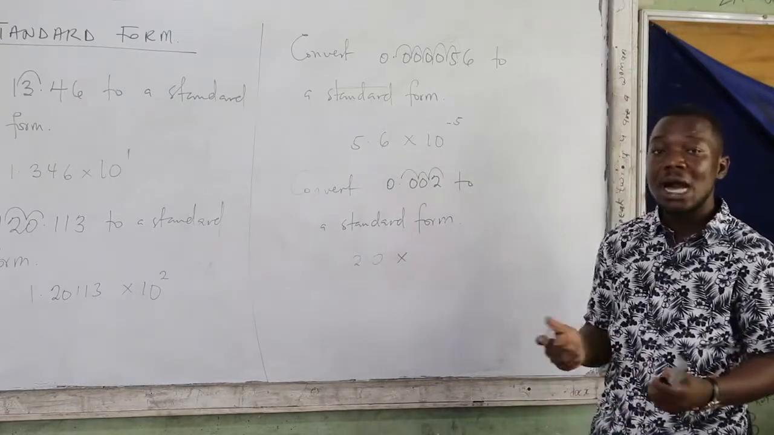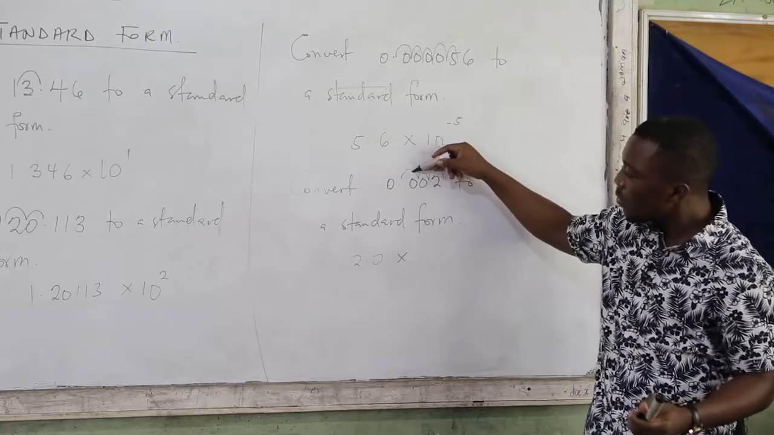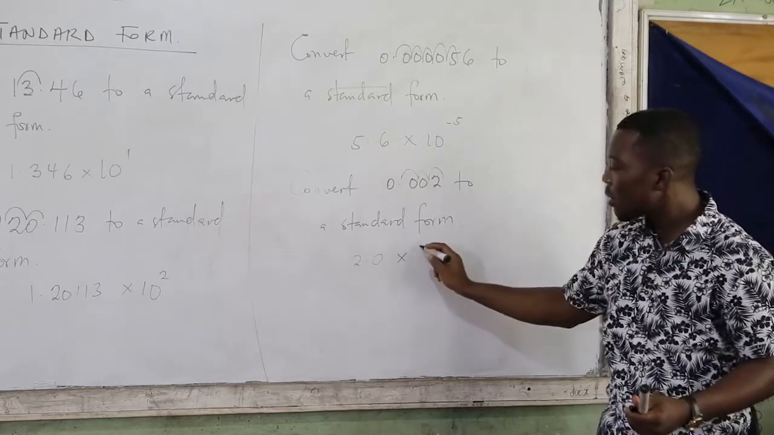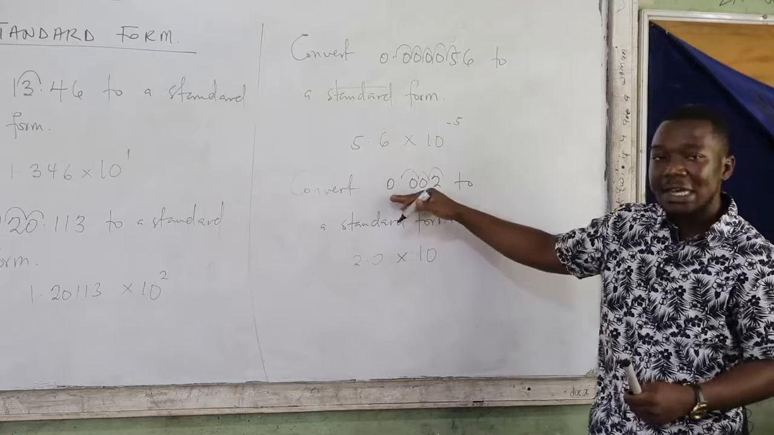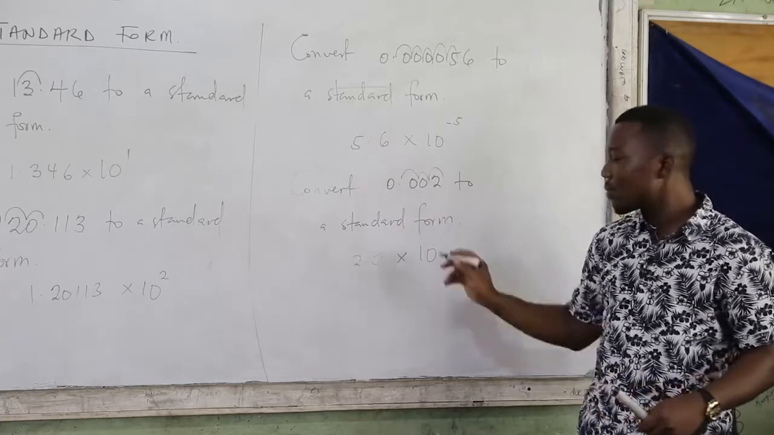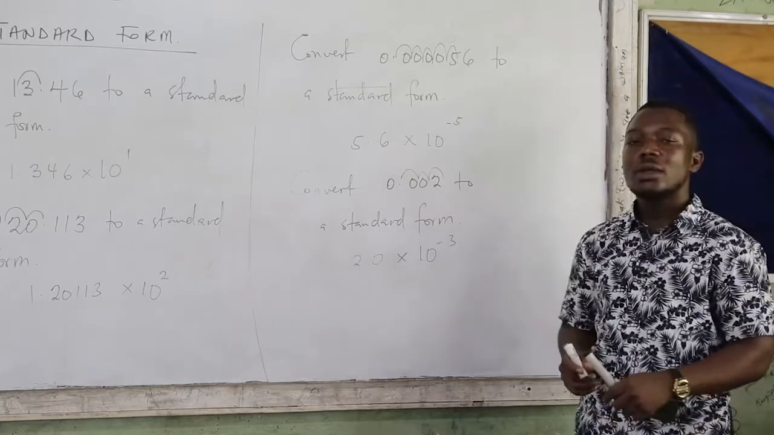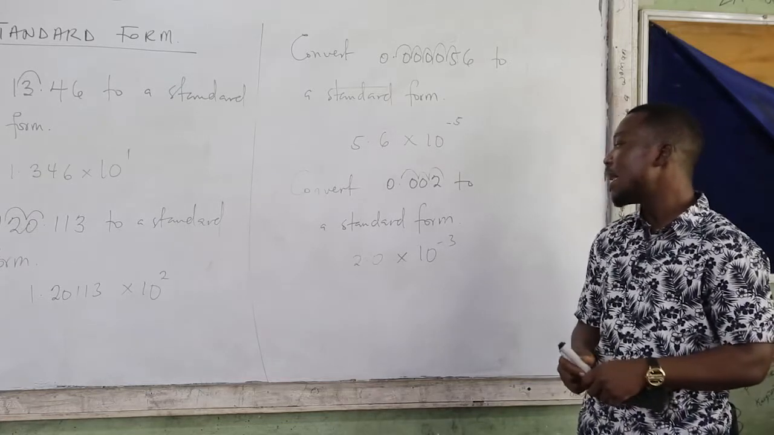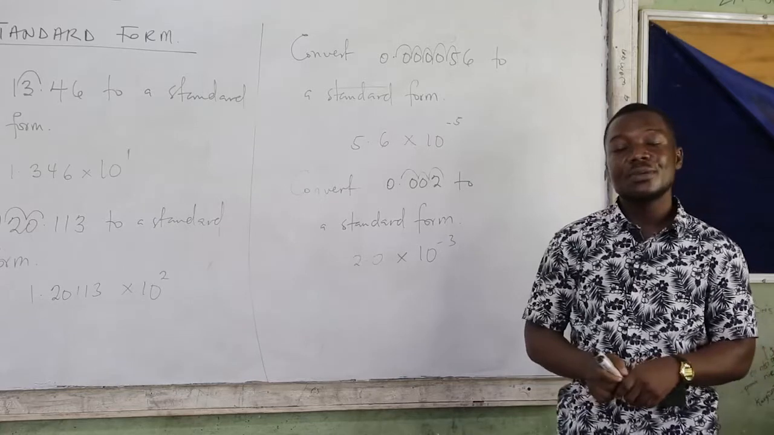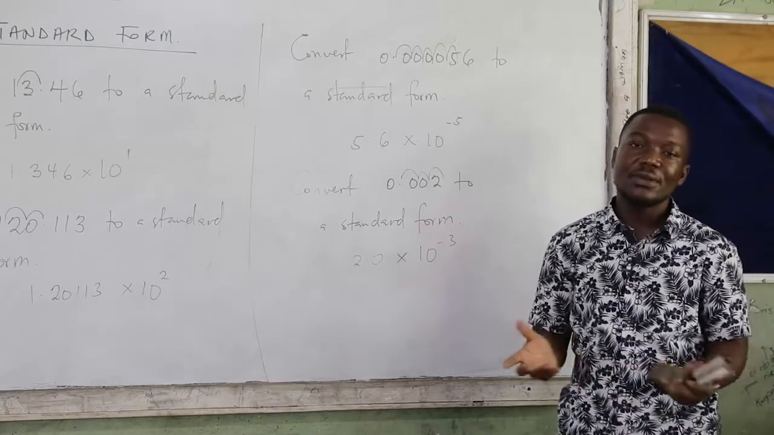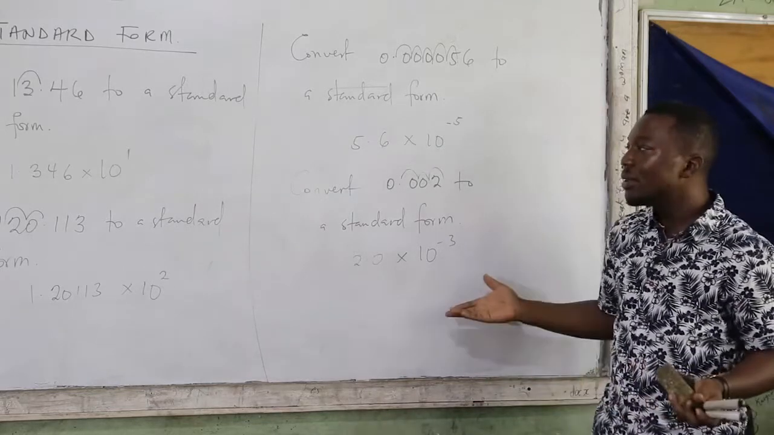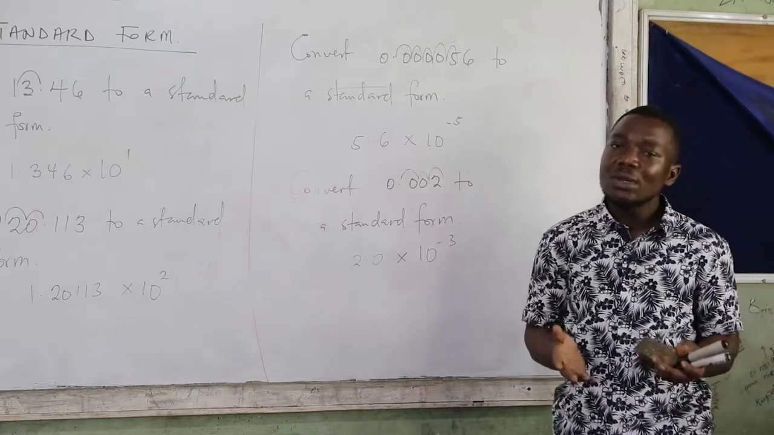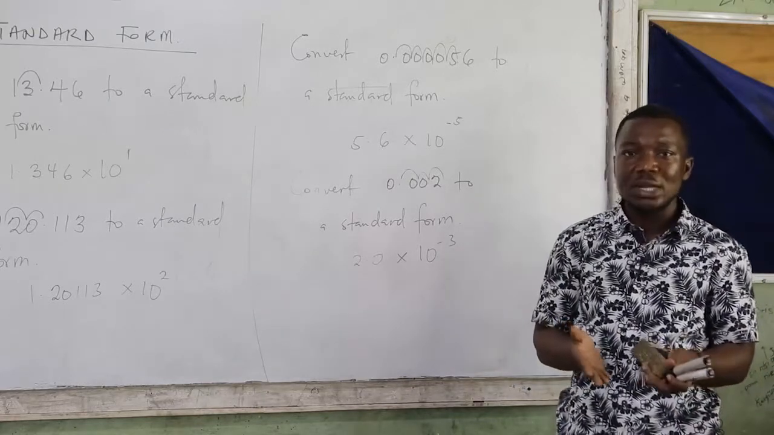Times 10 raised to the power. How many times have we moved? Was the figure a smaller figure? Yes. And so we have 2.0 times 10 raised to the power negative 3. This is the concept. Now we are going to look at how this concept applies to operations.